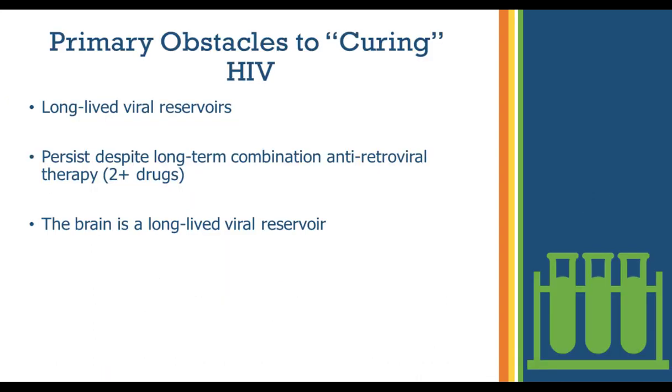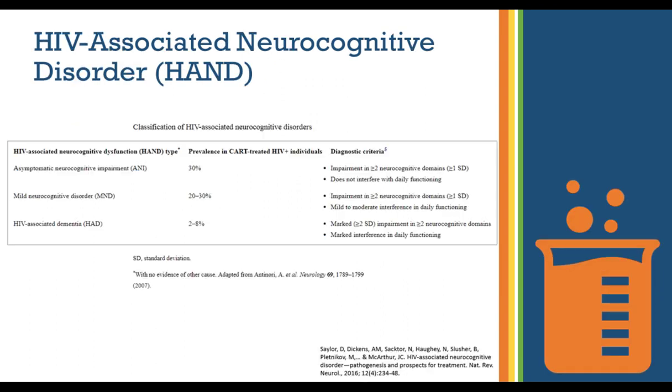Some primary obstacles to curing HIV are the presence of long-lived viral reservoirs. These reservoirs can persist despite the use of long-term combination antiretroviral therapy, which is the drugs we use to treat HIV, and that's combination, 2 or more drugs taken at the same time. The brain is one of these long-lived viral reservoirs. Since my background at Randolph was a biology and psychology degree, I really wanted to focus on the brain and figure out what was going on and why the brain is a reservoir.